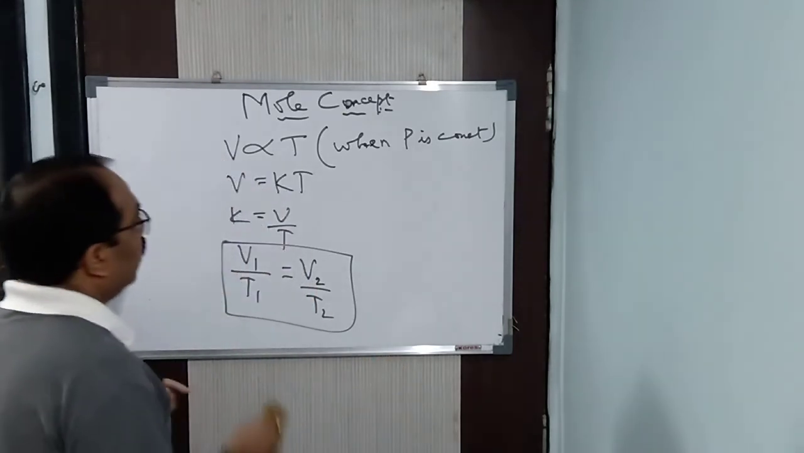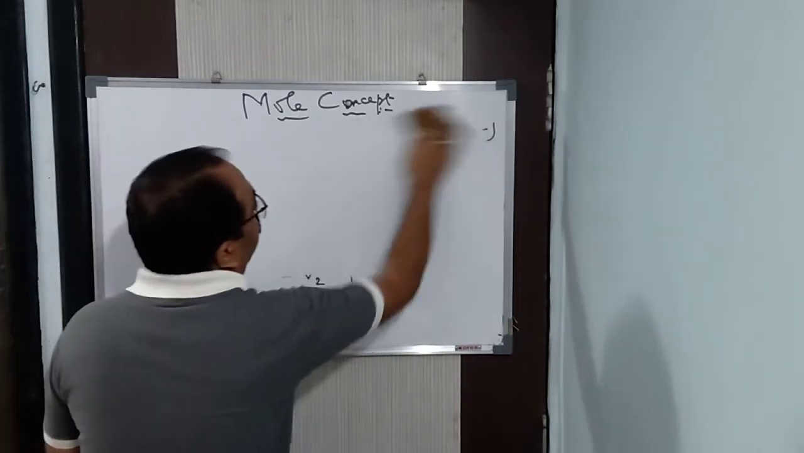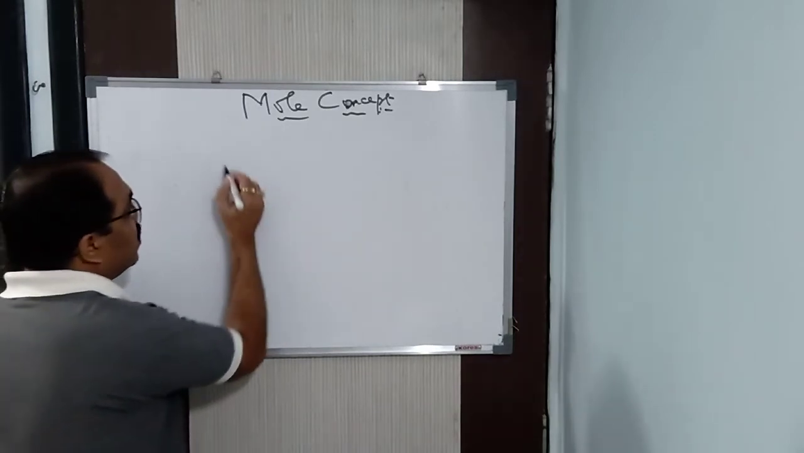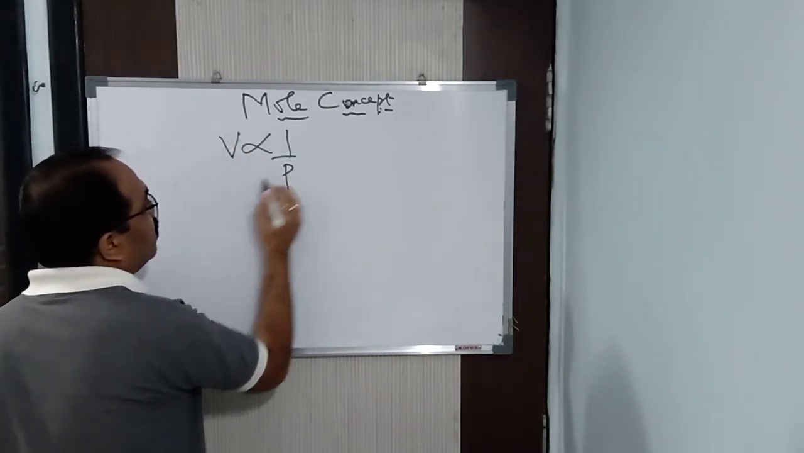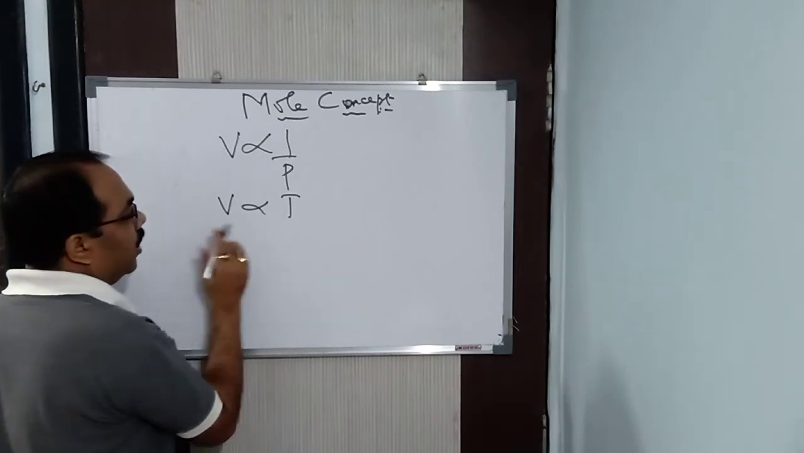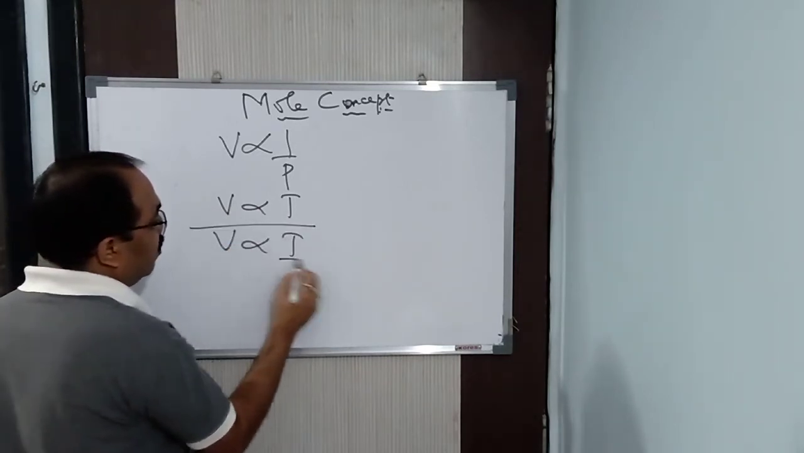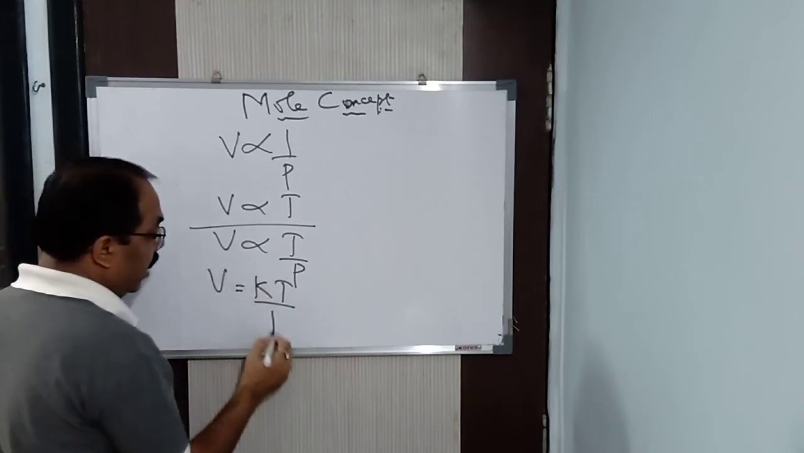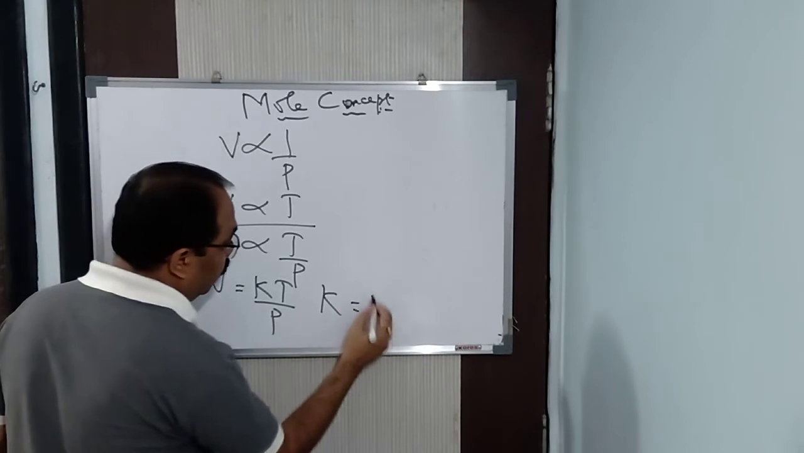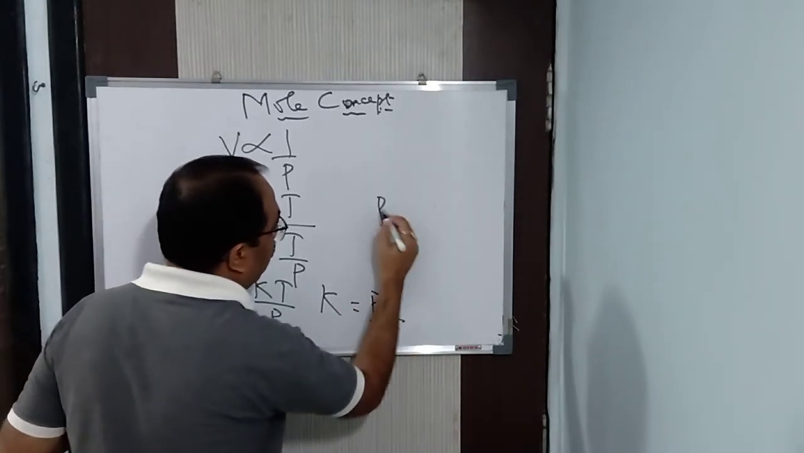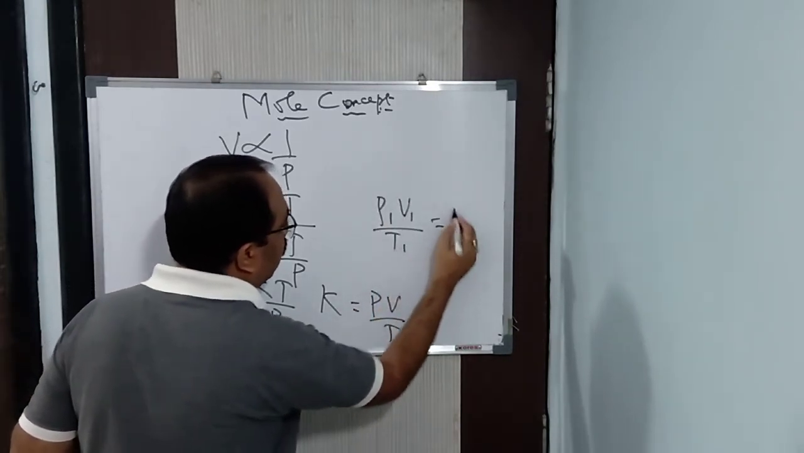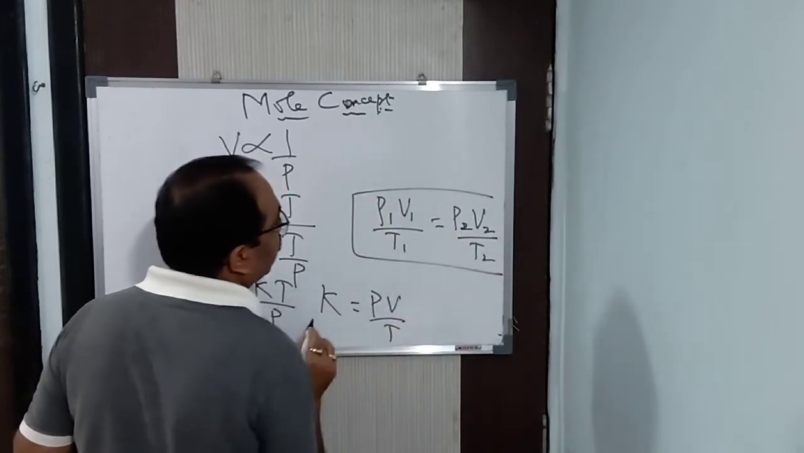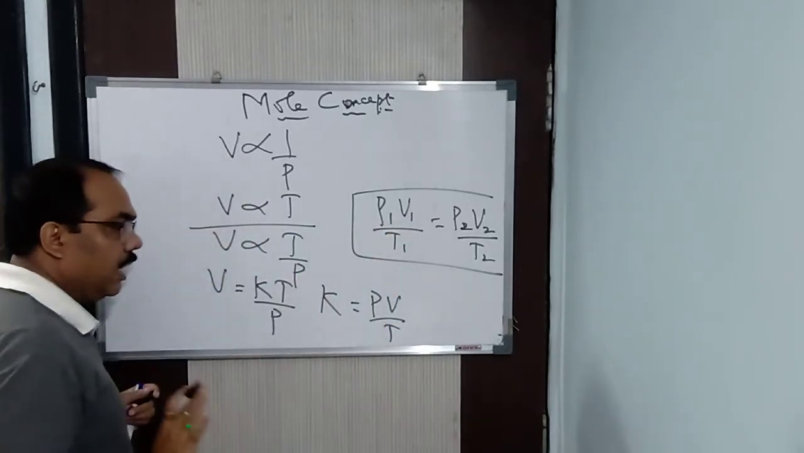Now, in this way, you get Boyle's law and Charles law, which you already studied in class 9. Now let me combine these two laws. From Boyle's law we get V is inversely proportional to P, and from Charles law we get V is directly proportional to T. So V is directly proportional to T by P. Now V is equal to KT by P, so K is equal to PV by T. That is nothing but P1 V1 by T1 is equal to P2 V2 by T2. Here the temperature should be in Kelvin, mind it.